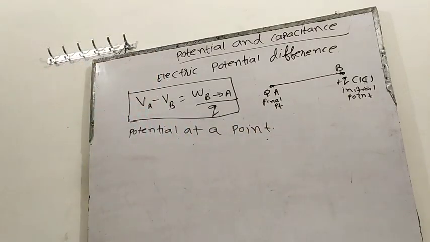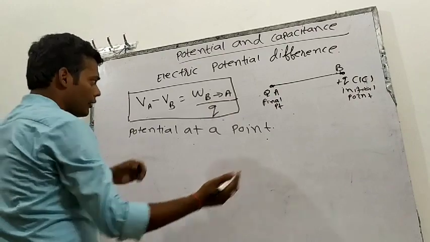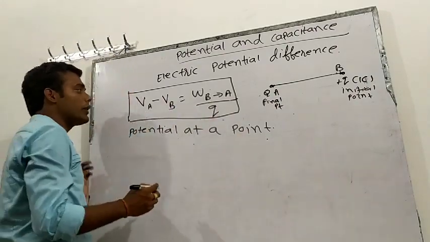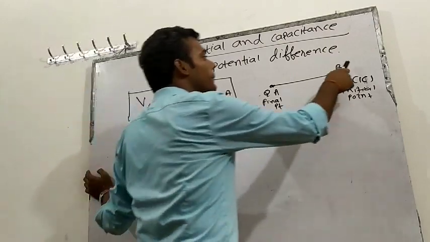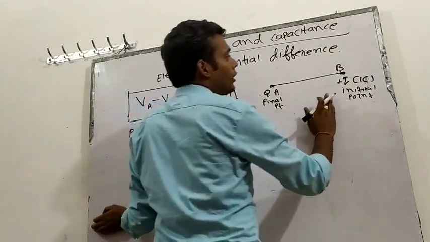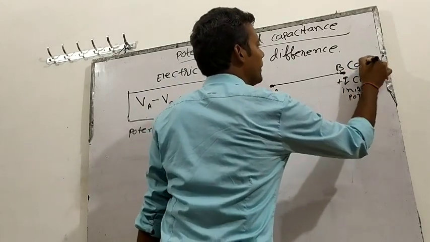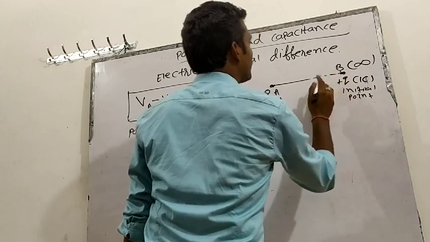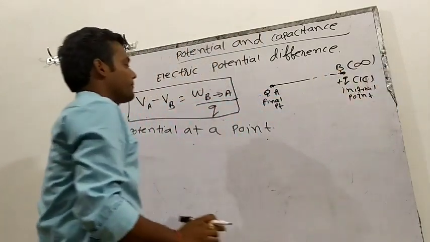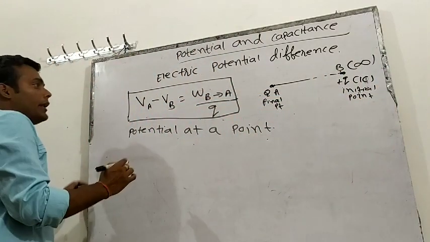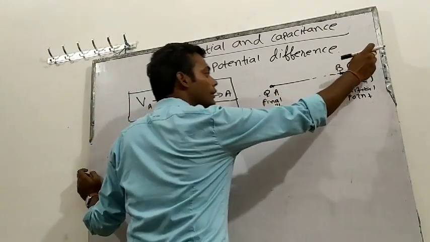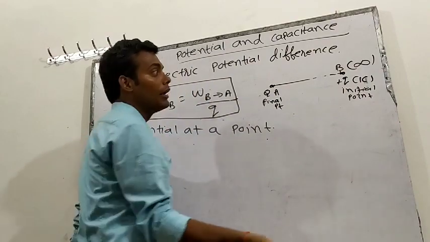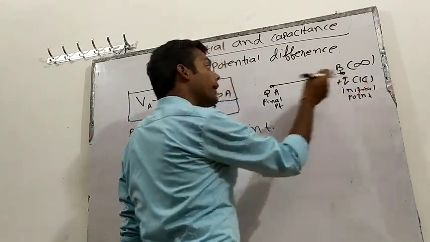Potential at a point means what? Actually, the actual definition is potential difference. But potential at a point means what? Let's say that this point B is at infinity. Let's suppose that this B is kept at infinite distance. If point B is at infinity, that means our test charge is kept at infinity. Now we have to bring it from infinity to this point.